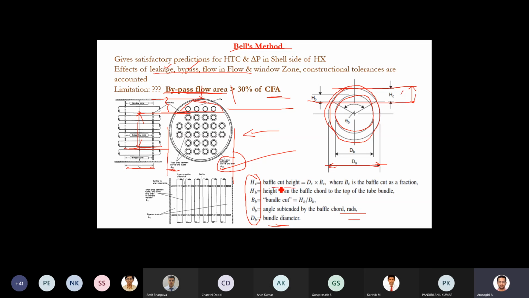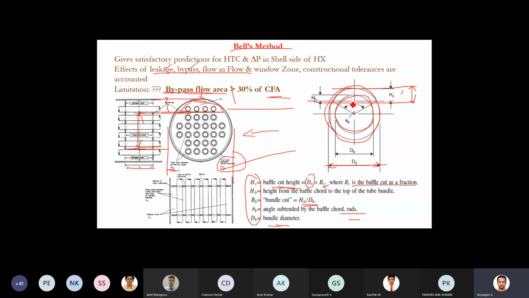HC is the baffle height, that is H by D, or you can say BC is the fraction of the baffle cut. DS is the diameter of the shell. Baffle cut normally we will fix at 0.15 to 0.45 times the diameter of the shell, correct? Okay, so you can do this. But this is your bundle. The bundle cut is different from the baffle cut. The bundle cut is defined as HB by DB.